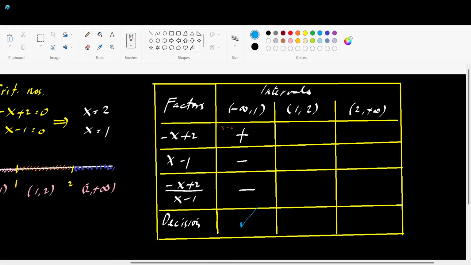We now go to the next interval, 1 to 2. For 1 to 2, let us get a value, say x equal to 1.5, and see what will be the sign of the factor. So if x is 1.5, negative 1.5 plus 2 is positive.